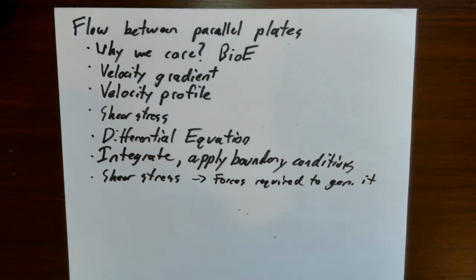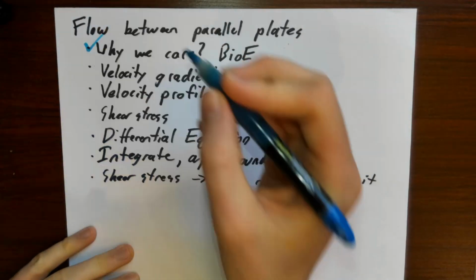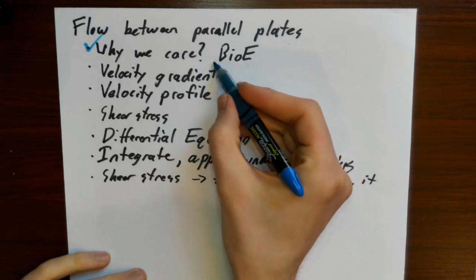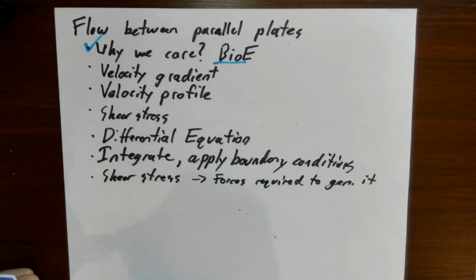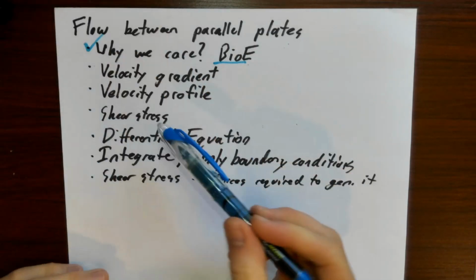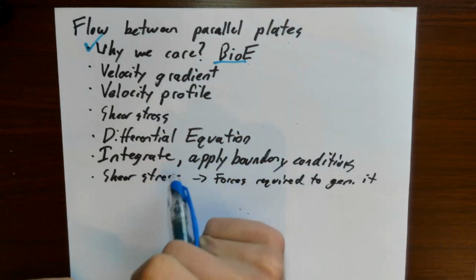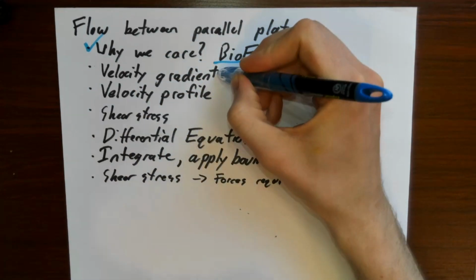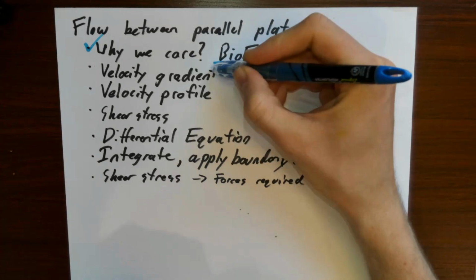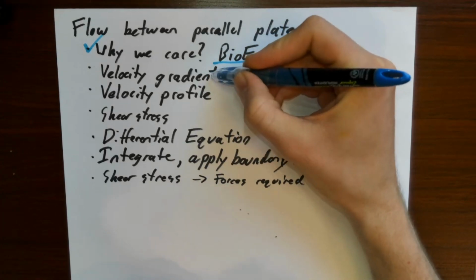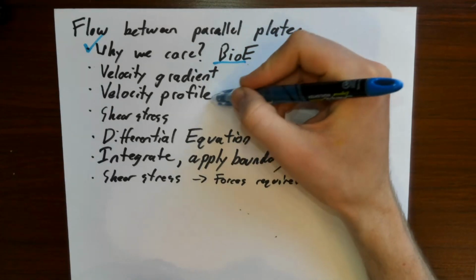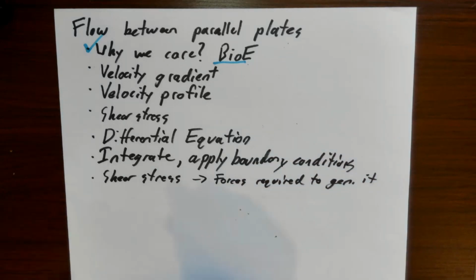All right, so thus concludes our discussion of why we care about flow between parallel plates, particularly in the context of bioengineering. Now, let's start getting into the mathematical meat of this problem by talking about things like a velocity gradient and a velocity profile. What are these two things? How do they relate to one another? How are they different from one another?